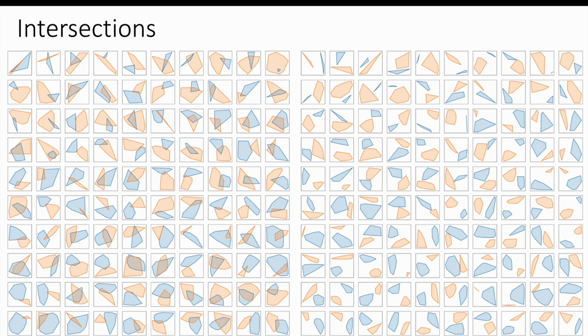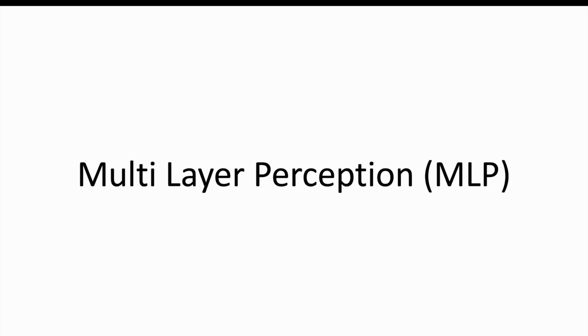On the other hand, from the right-hand side, we can see that there are many shapes that are not intersecting, but indeed they are very near to being intersected. So the data set will be very general and very diverse. So let's consider how a multi-layer perceptron works.